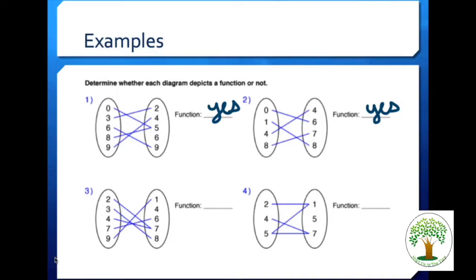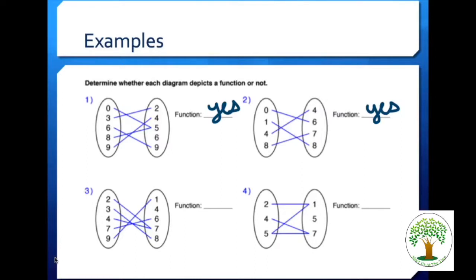Before I go too far, I want to make sure I understand. These have 2 sides. What did we say the input was called? What's another word for input? Do you remember on our vocabulary? Domain, that's right. So this would be the domain side. This is just a review. And the output side is called the range. Okay.